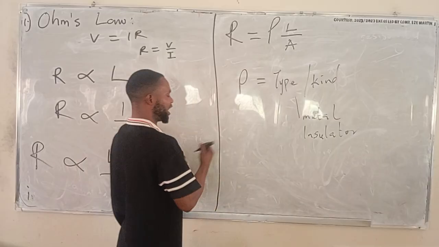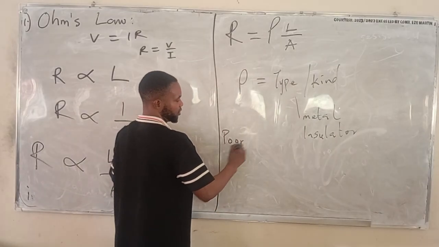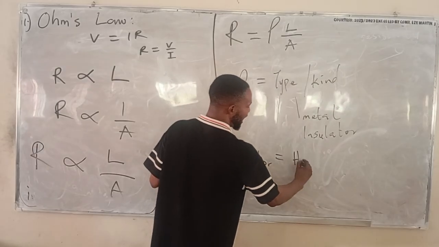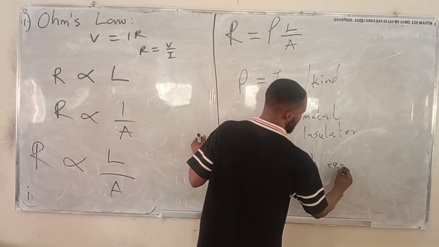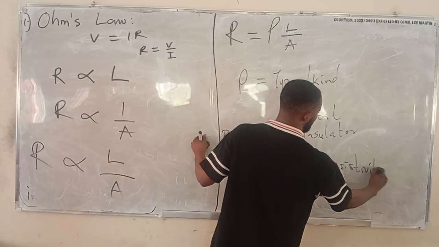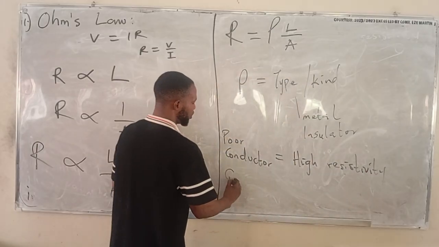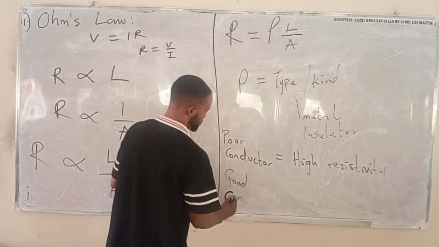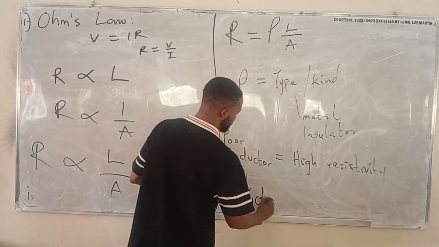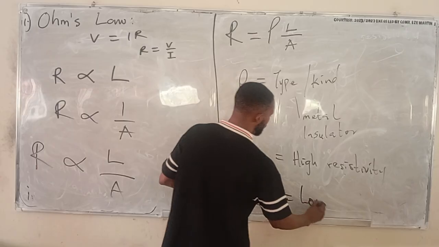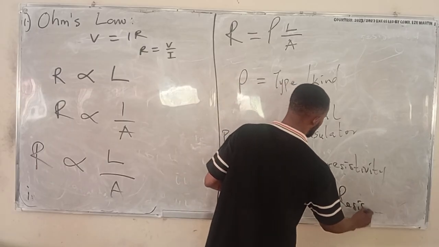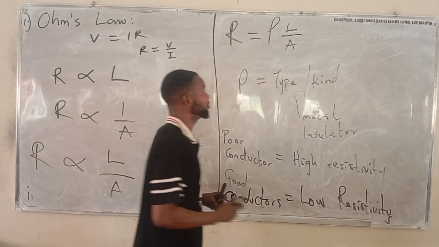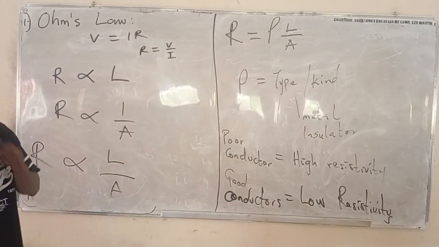So very important. We said that poor conductors equals high resistivity, while good conductors equals low resistivity.